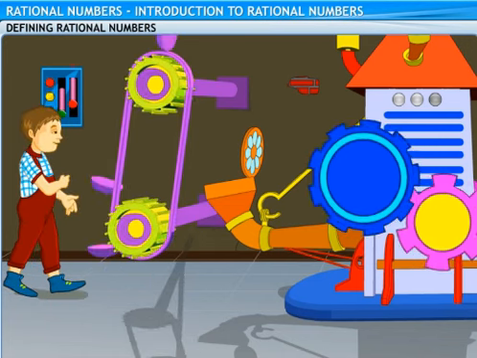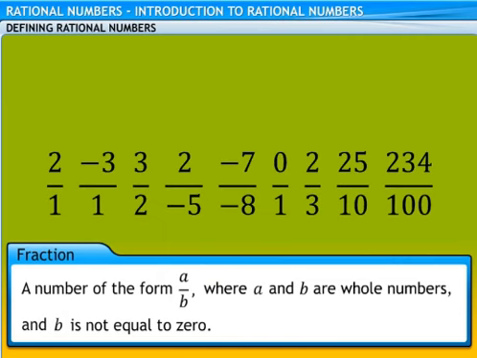Now, what is all this racket about, Unc? What are these numbers? Let me see. All of them have a numerator and a denominator. And we call these numbers fractions. Let's recall our understanding of fractions. Fractions are a collection of numbers of the form a divided by b, where a and b are whole numbers and b is not equal to 0.